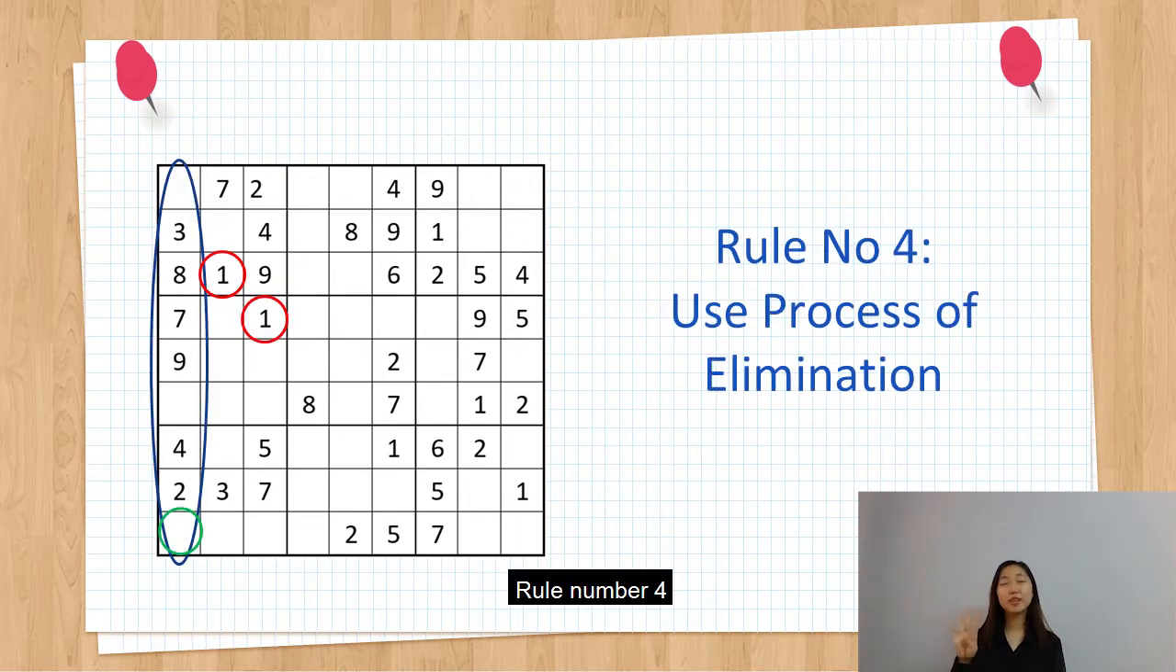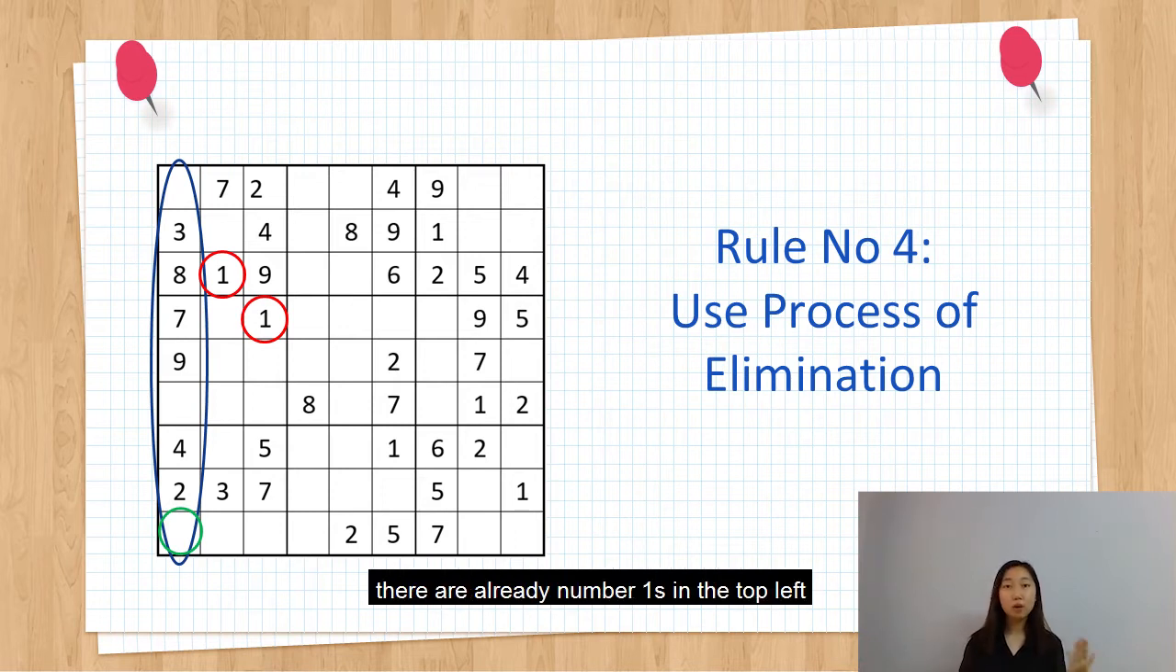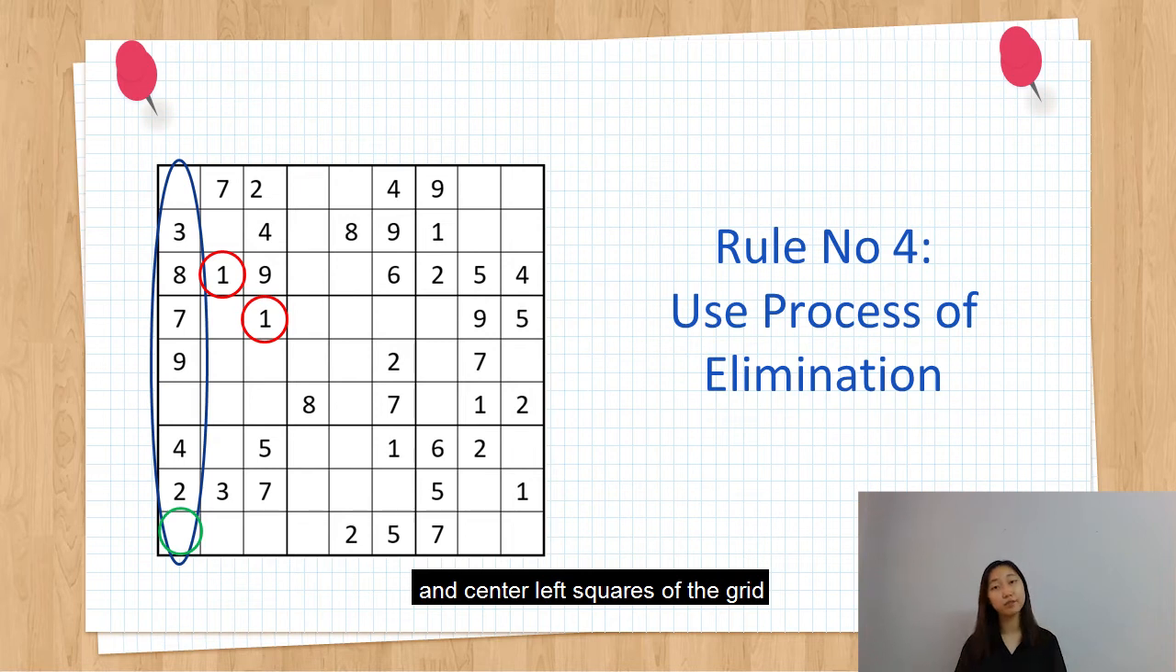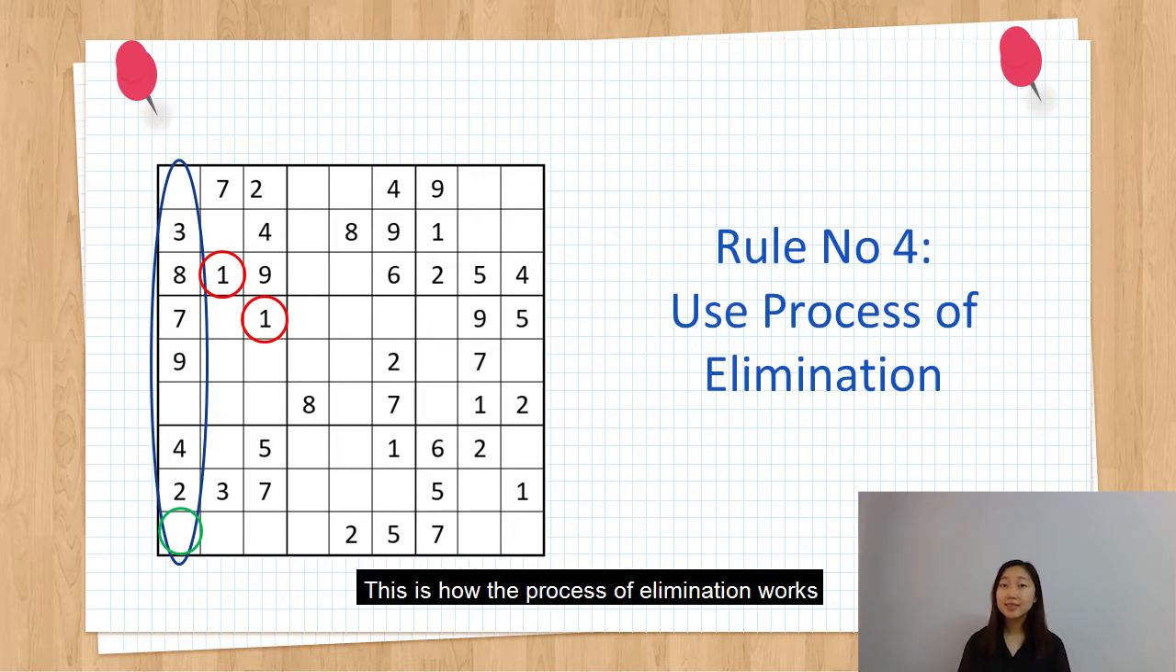Rule number 4. Use process of elimination. In this case, we can notice that there are already number 1 in the top left and center left squares of the grid. This means that there's only one space left where the 1 could possibly go, which is the cell circled in green. This is how the process of elimination works.